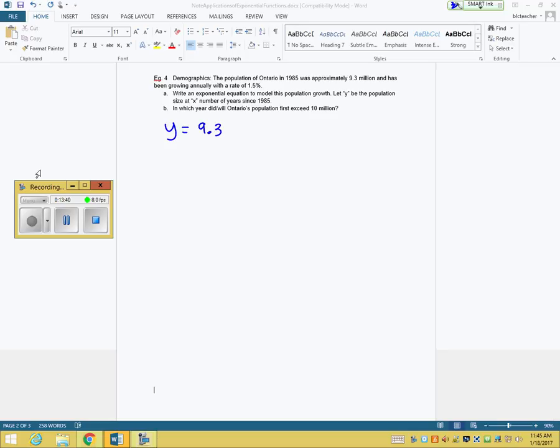Our growth rate, to turn that into a B value, what we're going to do is, anytime you have a percent increase or percent decrease, you need to turn the percent to a decimal first. So in this case, we've got 1.5%. When you take a percentage and you divide it by 100, it puts it in decimal format. So this becomes 0.015.